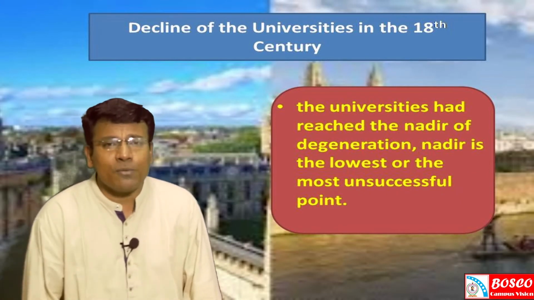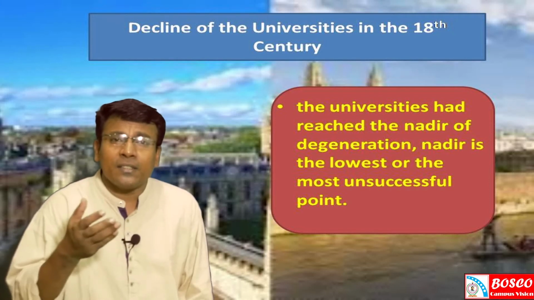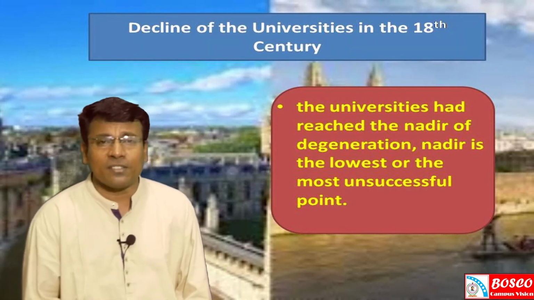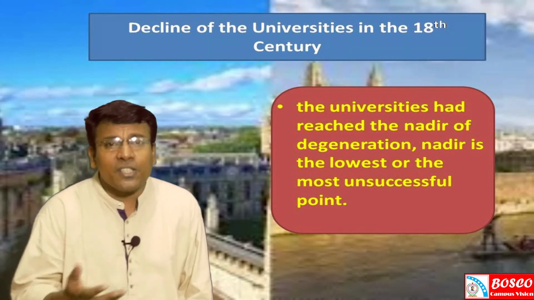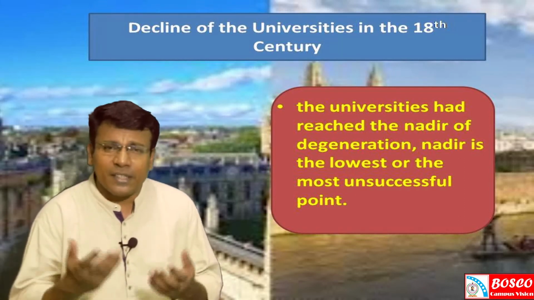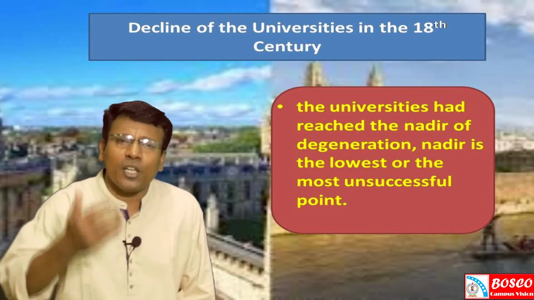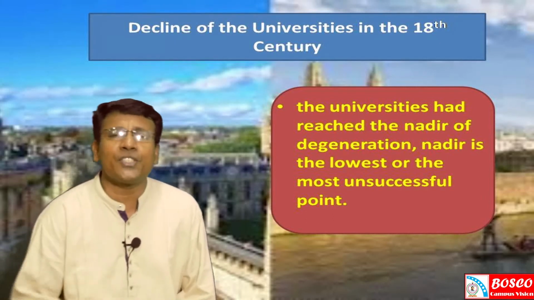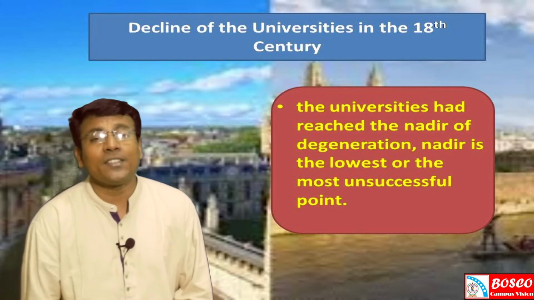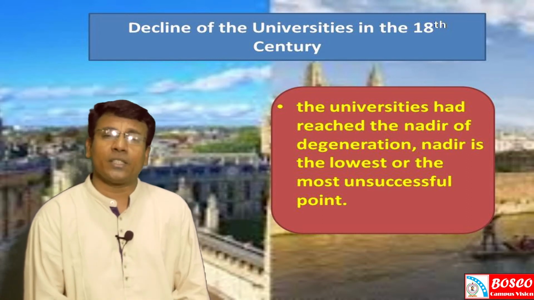And the text which we have to learn would say that the universities had reached the nadir of degeneration. Nadir is the lowest or the most unsuccessful point, the decline, deterioration. These universities had declined to the lowest level of efficiency during the 18th century. So that was the situation of Oxford and Cambridge universities in the 18th century.